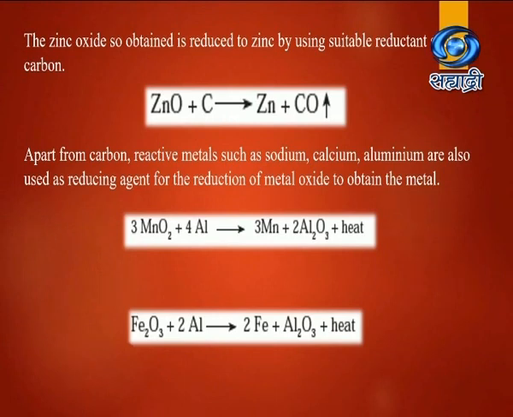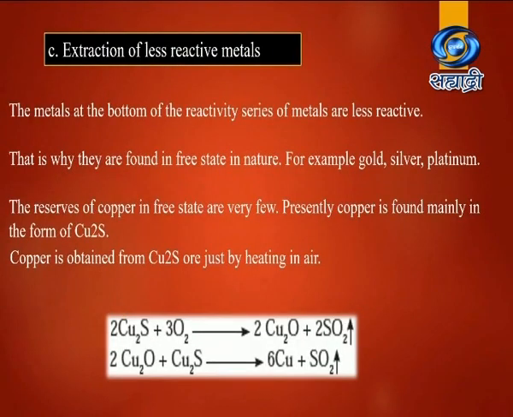Apart from carbon, reactive metals such as sodium, calcium, and aluminium are also used as reducing agents for the reduction of metal oxides to obtain the metals. Reaction: 3MnO2 + 4Al gives 3Mn + 2Al2O3 + heat. Another reaction: Fe2O3 + 2Al gives 2Fe + Al2O3 + heat.